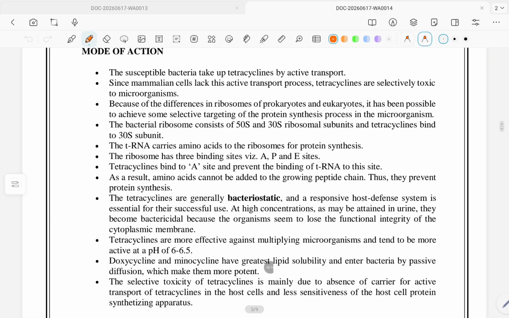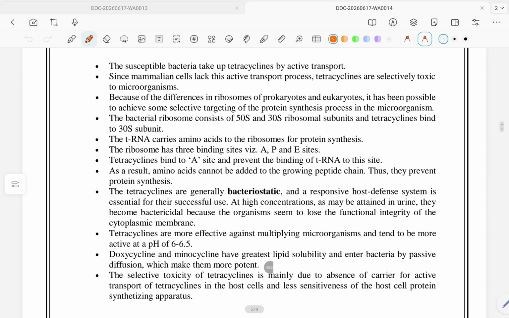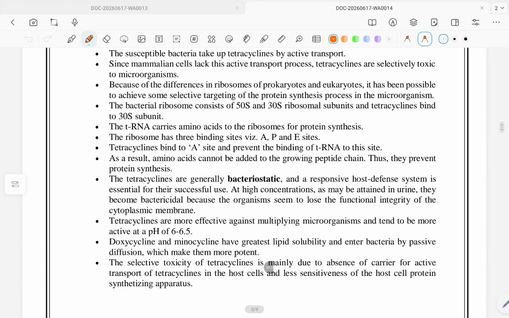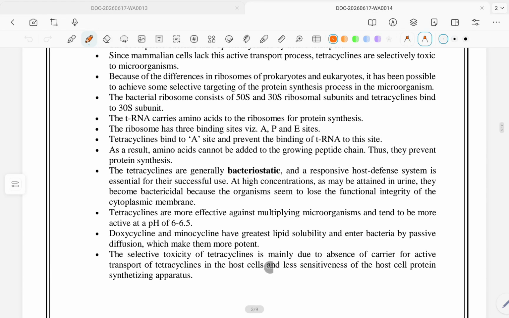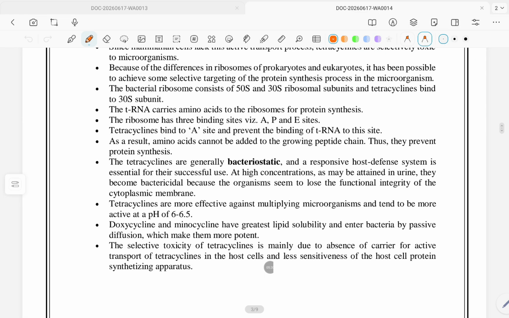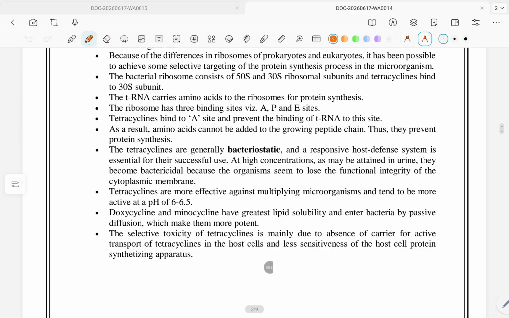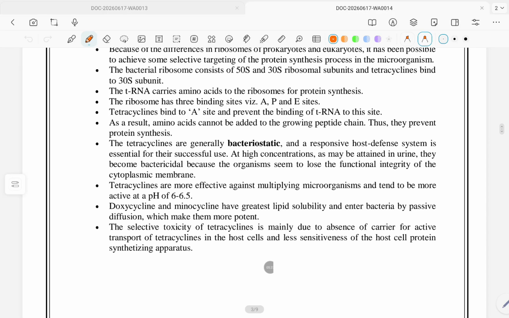The tRNA carries amino acids to the ribosome for protein synthesis. The ribosome has three binding sites: A, P, and E site. Tetracycline binds to the A site and prevents the binding of tRNA to this site. As a result, amino acids cannot be added to the growing peptide chain, thus they prevent protein synthesis.